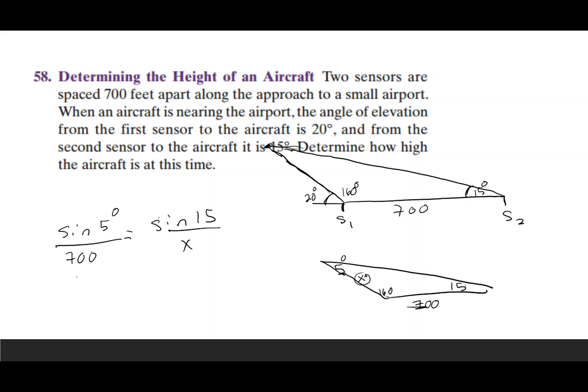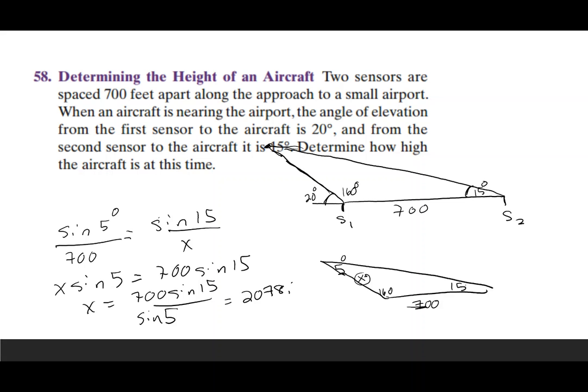We know we're going to cross multiply. So x sine of 5 is going to be equal to 700 sine of 15. So x is 700 sine of 15 over the sine of 5. Oh, and that's the sine of 5, sorry. I need that. Okay, so this says 2078, we're going to call it 2078.74.